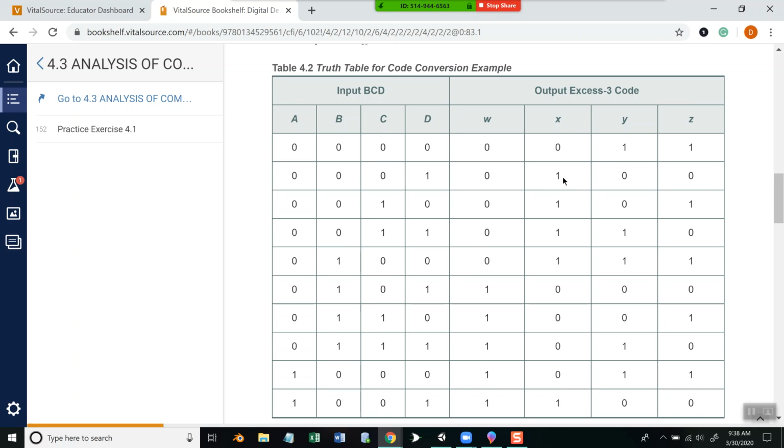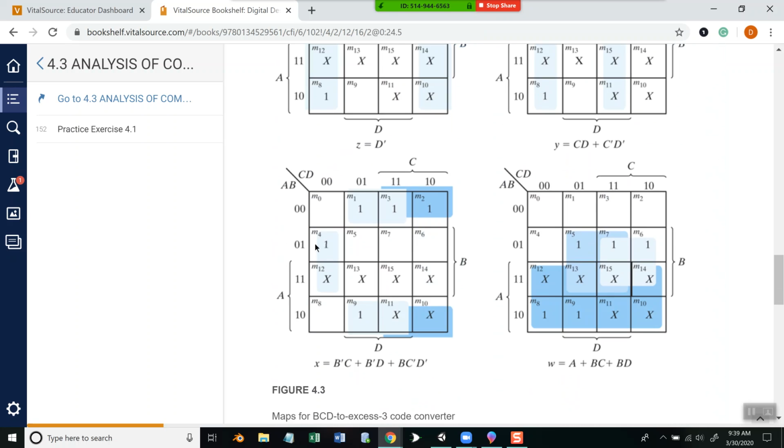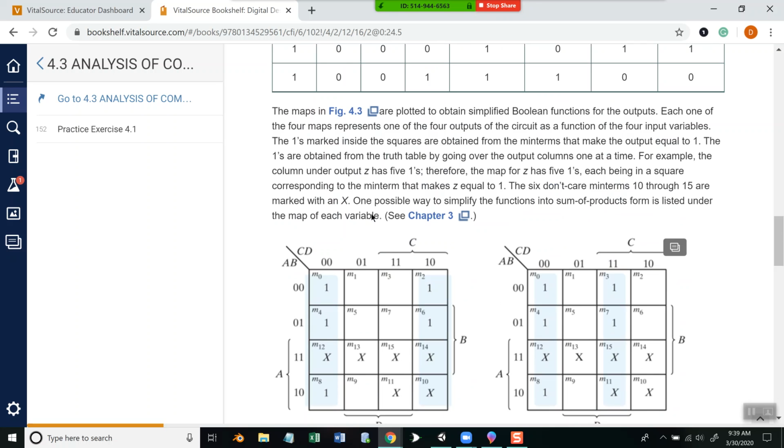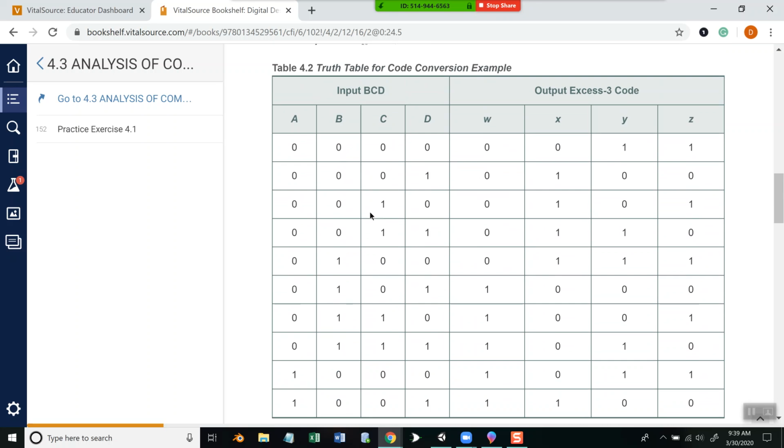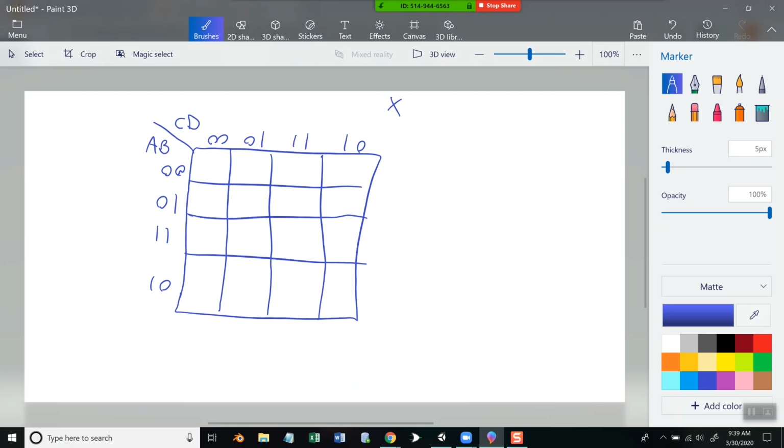And our X being 1 here, you see is 0, 0, 0, 1. And we have 1 there. So if I come up here, this one is 0, 0, 0, 1. There's a 1 there.